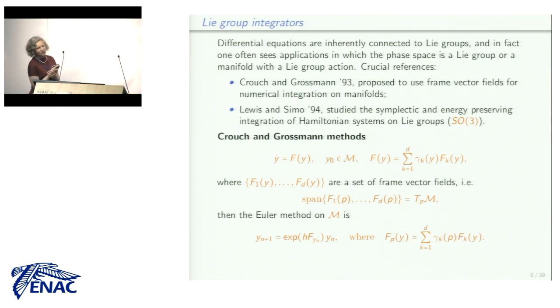Let me describe just a little bit what Crouch and Grossman proposed. So suppose we have our ODE on a manifold. Suppose that we can write our vector field in this fashion here, where F1 to Fd are a set of frame vector fields. So we assume that we can find a set of vector fields that span the tangent space at the point P to the manifold, for every tangent space, okay? That are able to span like this.